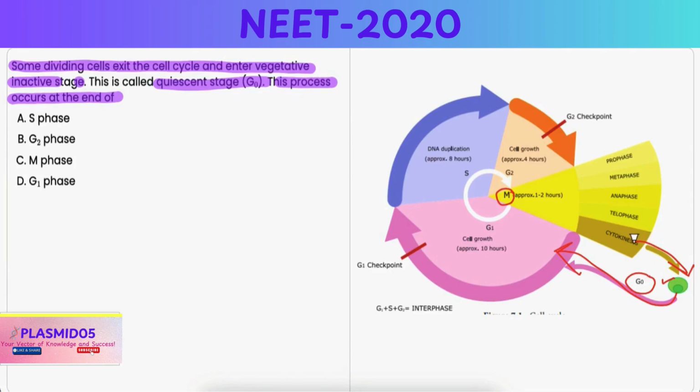That is, it allows the cell to maintain a basal metabolic rate as well as transcriptional activity, and it can enter the cell cycle whenever it is required to. For example, the budding yeast Saccharomyces cerevisiae enters this G0 when it runs out of essential nutrients, and it enters the cell cycle upon getting the favorable condition. Hence, the correct answer is option C, that is, this process occurs at the end of M phase and beginning of G1 phase.